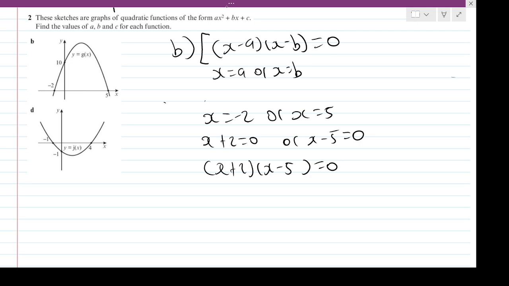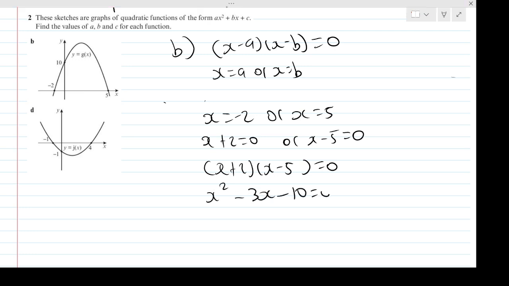Okay, cool. So then we can expand it, right? Because if you factorize and then expand it, you get the original thing back. So if you expand these brackets, we have x squared minus 5x, add 2x, that's going to be minus 3x, minus 10 equals 0. But that's actually a quadratic, right?